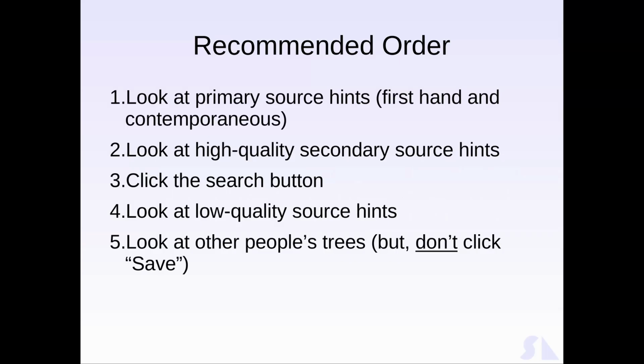So the order that I recommend in looking at the hints, or looking at the various source records, first look at the hints for the primary records. Now, in genealogy, a primary record is something that is created at the time of the event, something that's contemporaneous, and it's created by someone that has firsthand knowledge. So this is things like birth certificates, death certificates, marriage records, things that are created at the time of the event by someone who has firsthand information of that event.